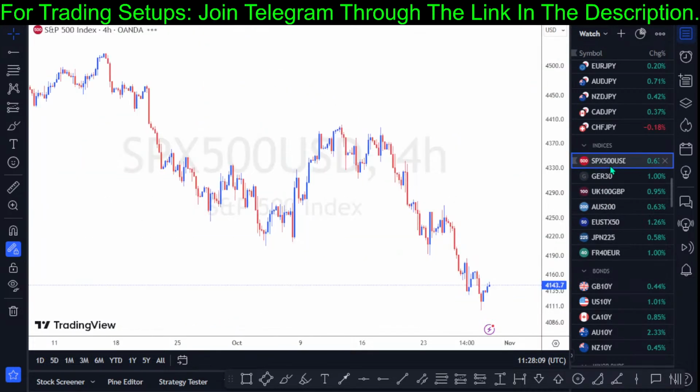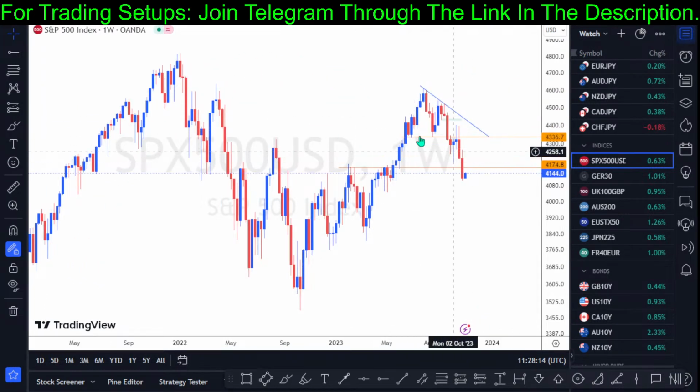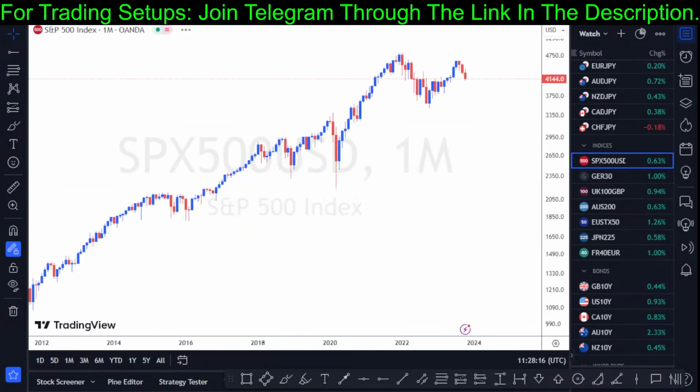As well, let's check the S&P 500. On the S&P 500, we are seeing a downtrend. The downtrend still continues on the weekly chart. Still down.